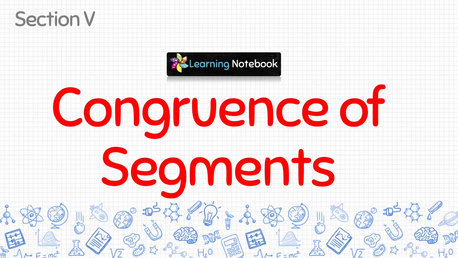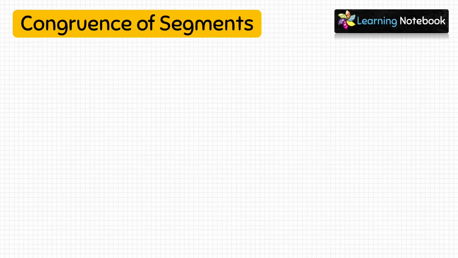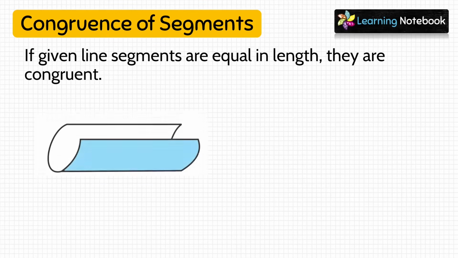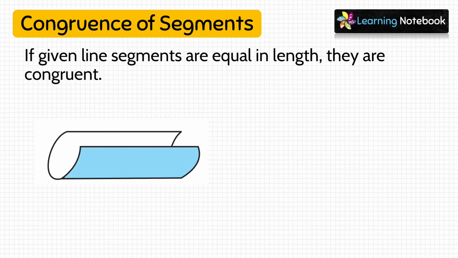Now, our next topic is congruence of segments. If given line segments are equal in length, they are congruent. To understand this, take a rectangular paper and fold it as shown here. You will find that its opposite sides coincide exactly. This is an example of congruence of line segments.